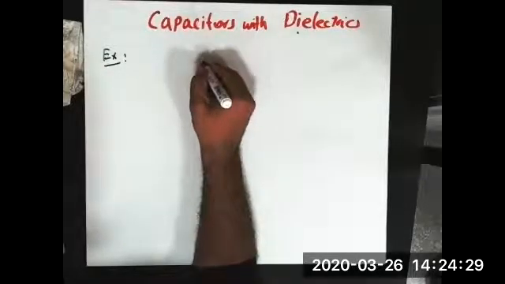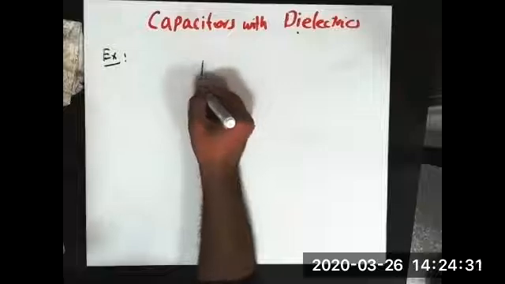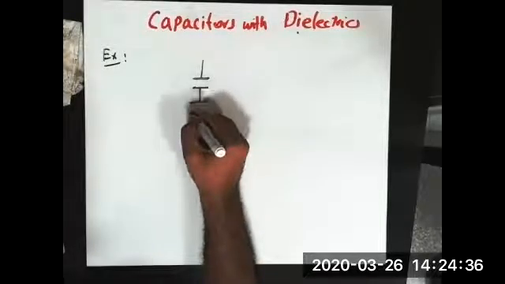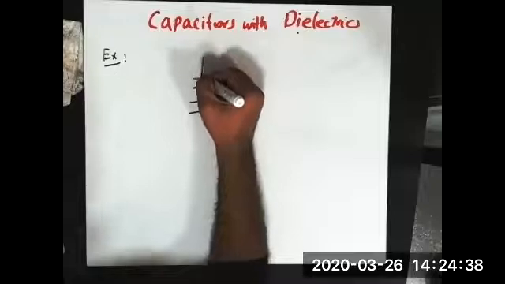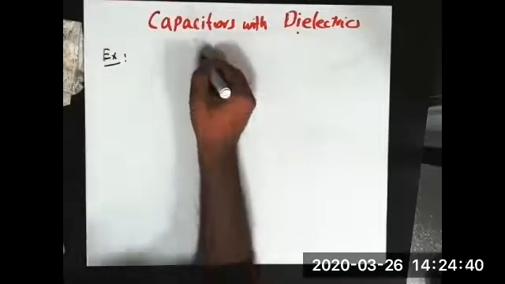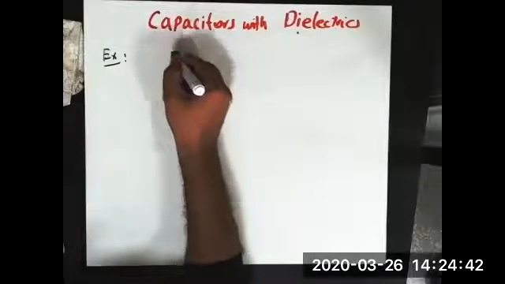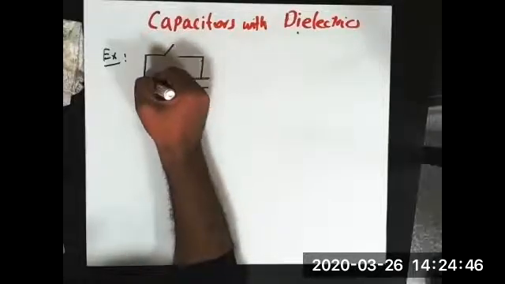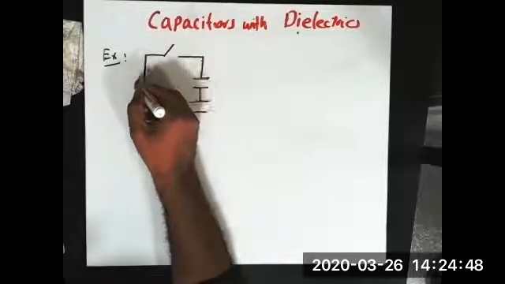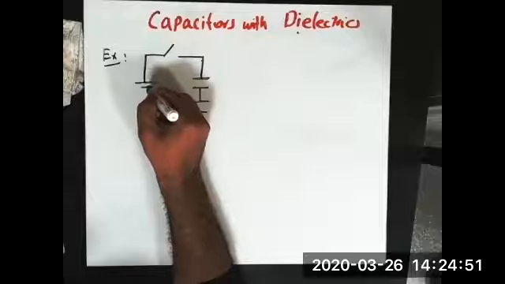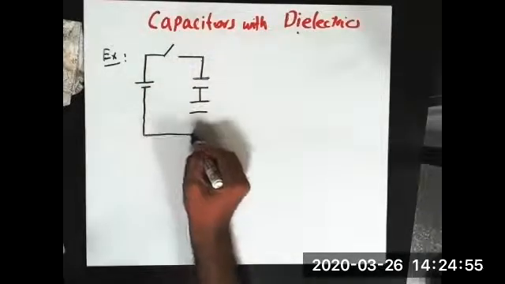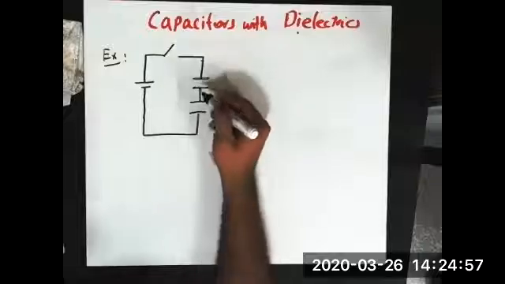We have two capacitors which are serially connected to each other. And this is a circuit. We have a switch over here, and we have a battery right at this point. Close the circuit.